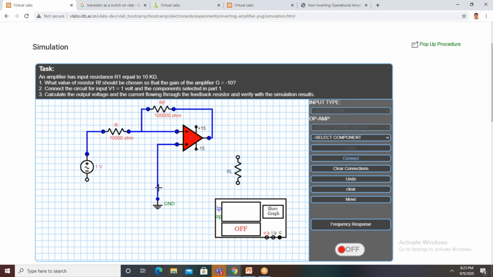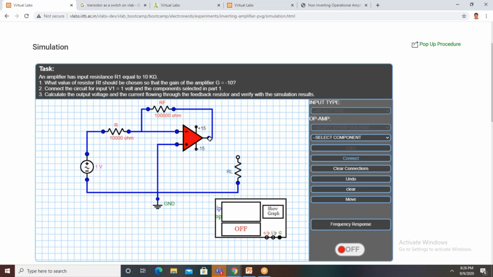Undo. And input to here. Then you switch on this button. When there is no wrong connection, all the colors show green. If there is any wrong connection, it shows red. Okay, now the simulation is running.